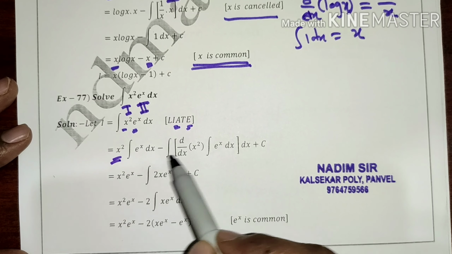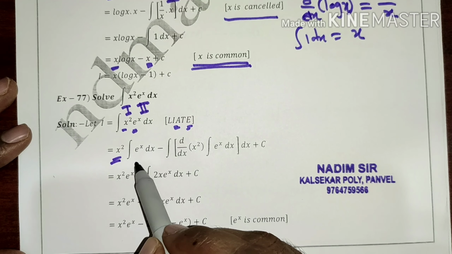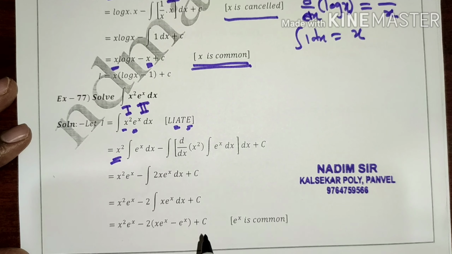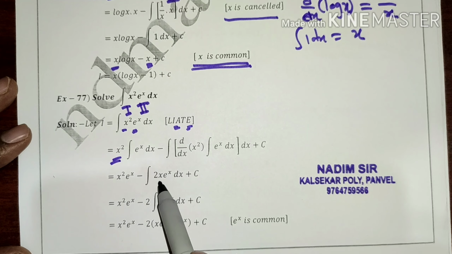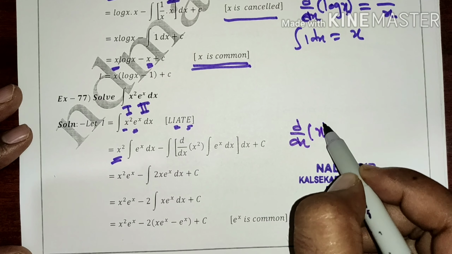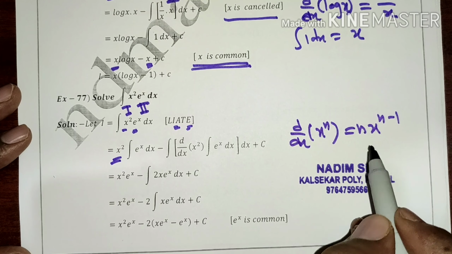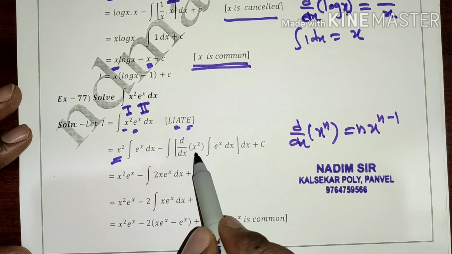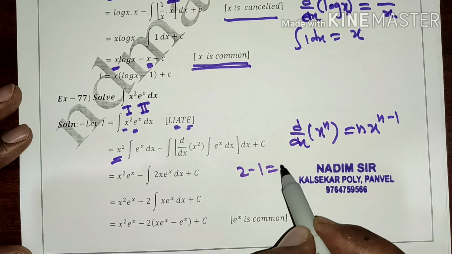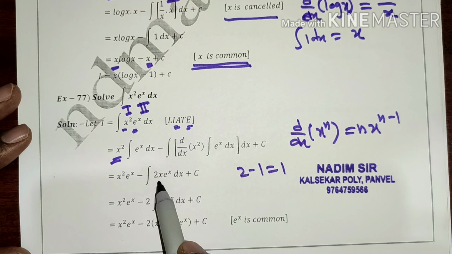Here x square is the left function. We take the derivative of x square, and again the integration of the integrated function, meaning integration of the second function, dx, bracket close, plus c. Here the derivative of x square is 2x. We use the derivative formula: the derivative of x raised to n is n x raised to n minus 1, meaning we write the power first and then reduce it by 1. Here the power is 2, so we write 2, and 2 minus 1 is 1, and we do not write 1 in the power. So the power of x is 1.